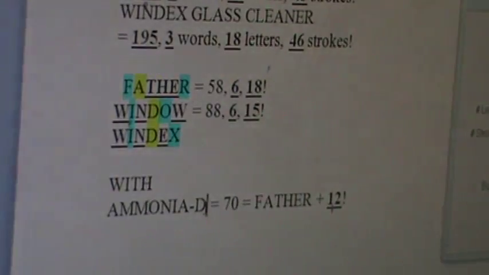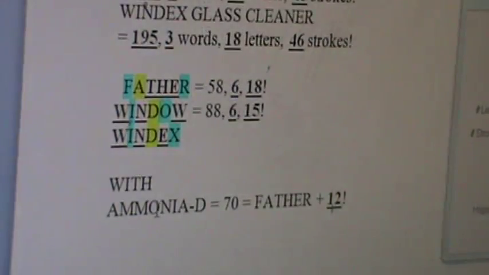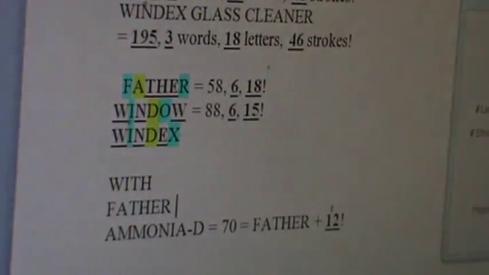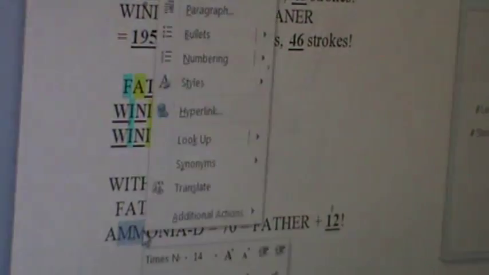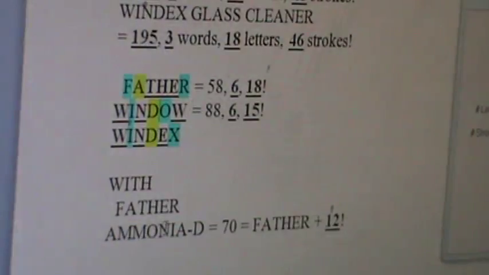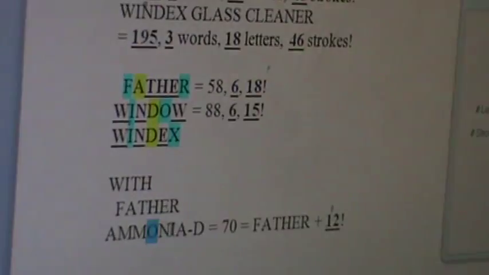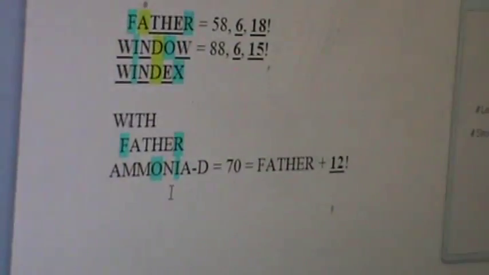So cool. And then the more you look, the more you see. You could do a little breakdown there. What would I like to compare? Well, this is obvious to me. In ammonia, the two letters that divide by 3 equal the two letters that divide by 3 in father. We've seen that everywhere. That's very obvious.